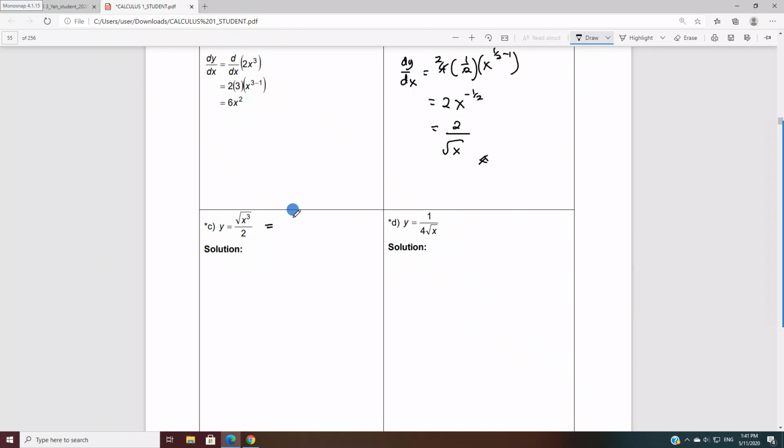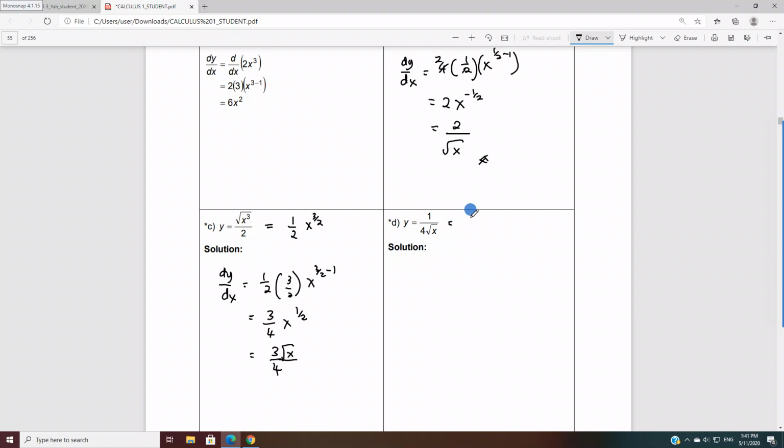Kita ada 1 per 2 x kuasa 3 per 2. Okay, so dy dx dia equals to 1 over 2. Lepas tu yang ni bagi depan 3 per 2. Lepas tu x 3 per 2 tolak 1. So kita akan dapat 3 over 4 x 1 over 2. Ataupun 3 over 4 square root of x.